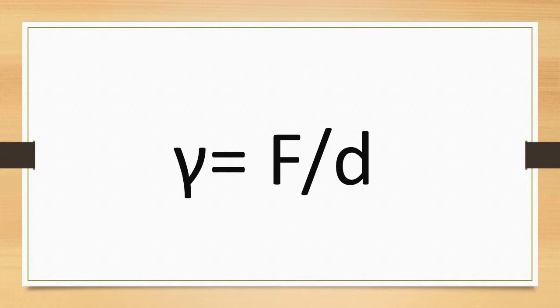The surface tension of a liquid is defined as the force F divided by the length d in which the force acts. The SI unit of surface tension is Newton per meter. From this equation, we are able to deduce that as the distance in which the force acts increases, the surface tension of the liquid decreases.